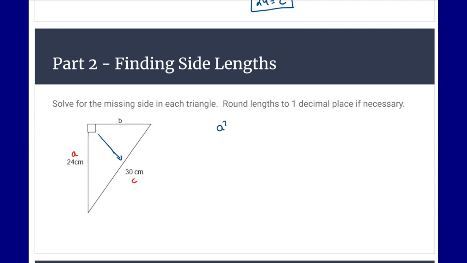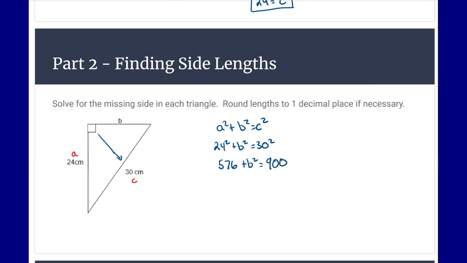I'm going to write out my formula. A squared plus B squared equals C squared. I'm going to fill in my information. 24 squared plus B squared equals 30 squared. 24 squared is 576. B squared, we don't know, equals 900.